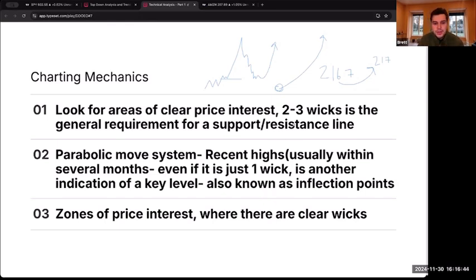Okay, and then number three is zones of price interest. So remember we said demand is basically an area of support. Well, that's all I'm talking about here. Zones of price interest is just a fancy word for saying demand. All of this is just a fancy way of saying let's look for historical price action or V-shaped reversals. That's really all it is. So let's carry this over to a chart.